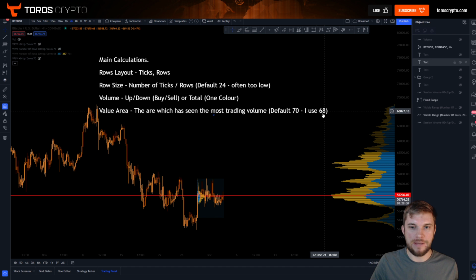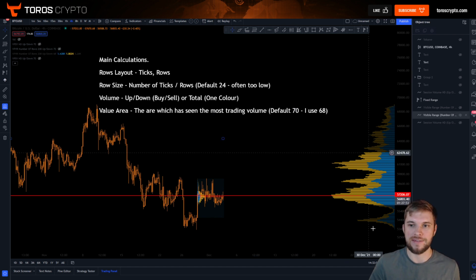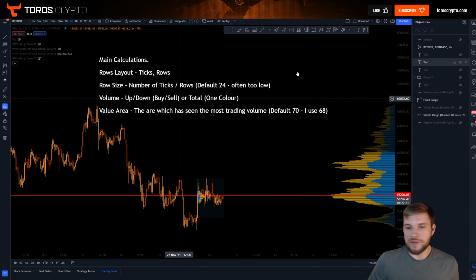So it just, for me personally, helps me to gain a little bit of an edge over the rest of the market that may be using 70 and maybe getting front run quite often if they are trading these value areas. So those are the main calculations.